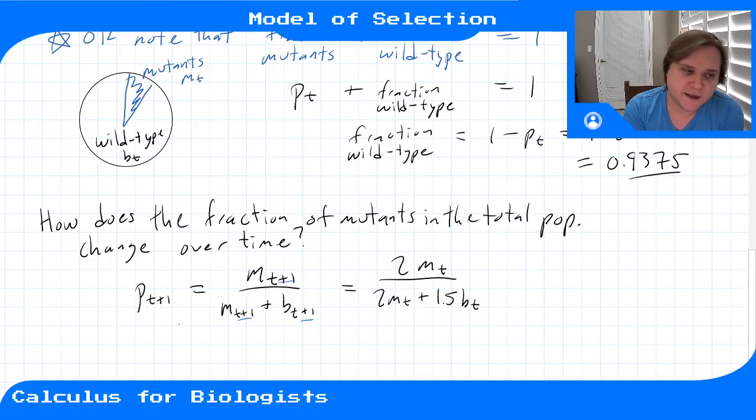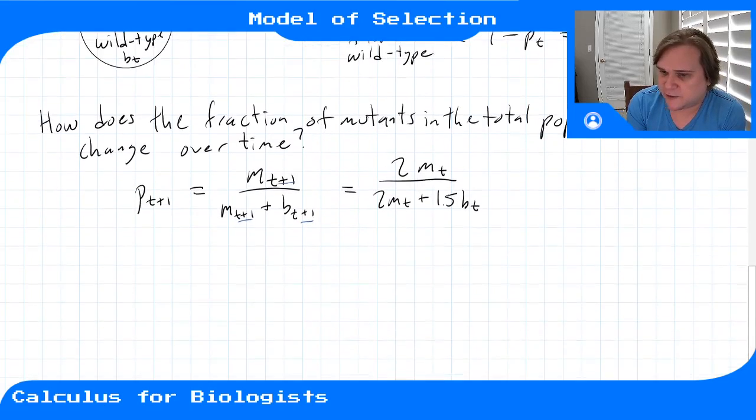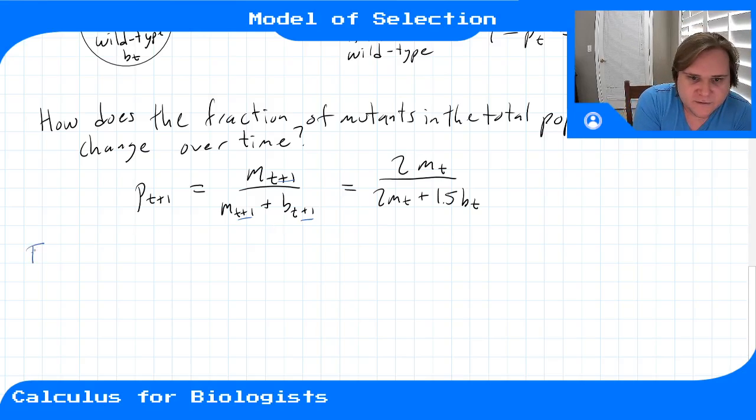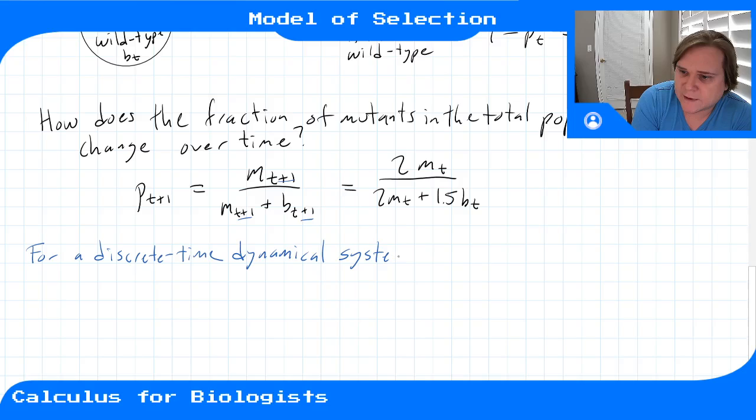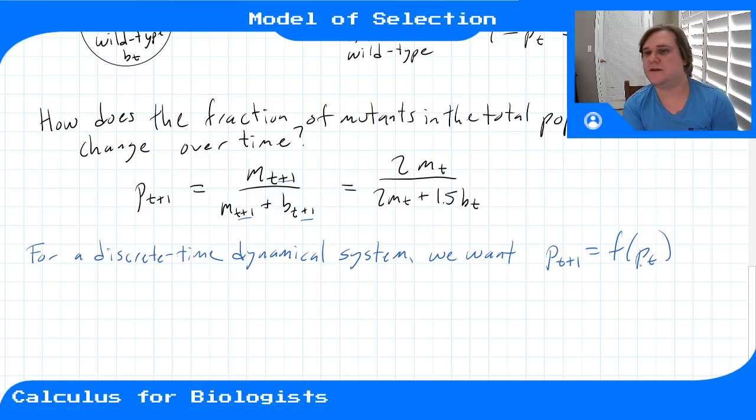Okay, and so this would be a perfectly good expression for the fraction of mutants at time t plus 1 as a function of these two different populations, M at t and B at t. But that's not really in the right form. If we want a discrete time dynamical system model, we want this in the form P at time t plus 1 is a function of P at t. Right now this is P at time t plus 1 as a function of M at t and B at t. So we want to rewrite M at t and B at t as P at t. We want to change these populations into fractions.